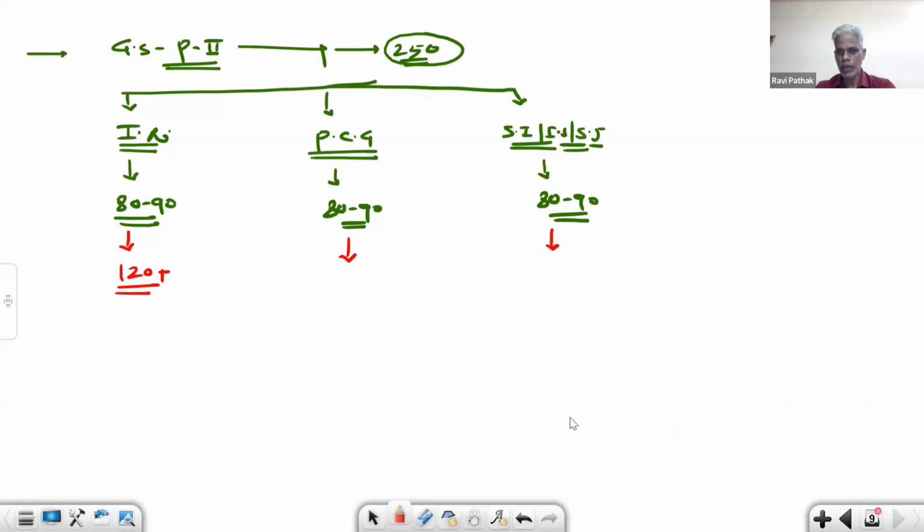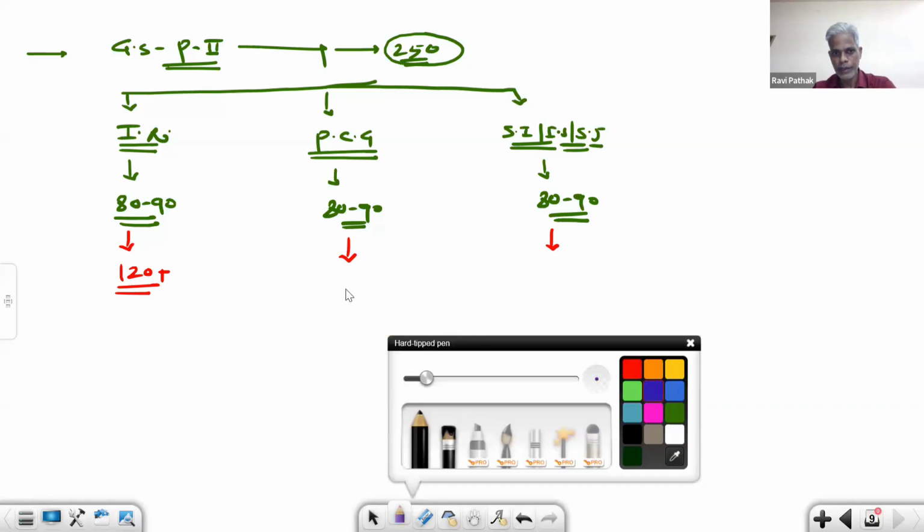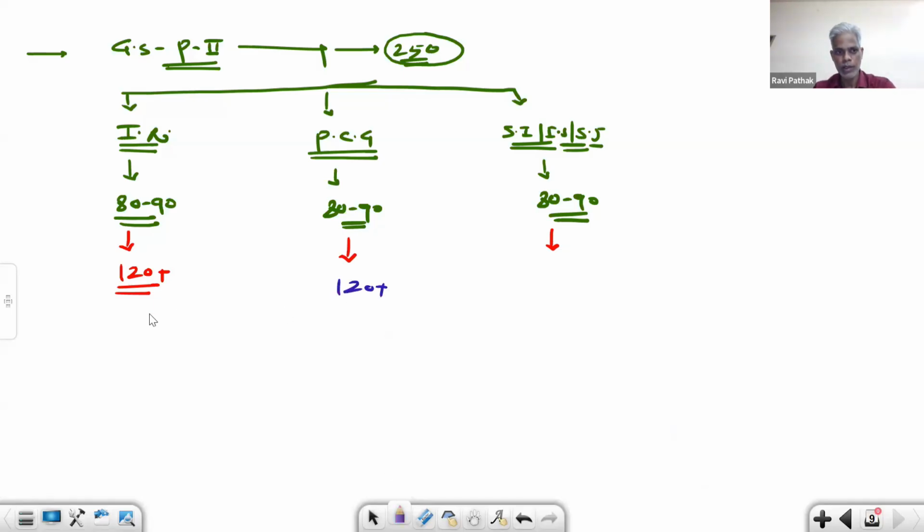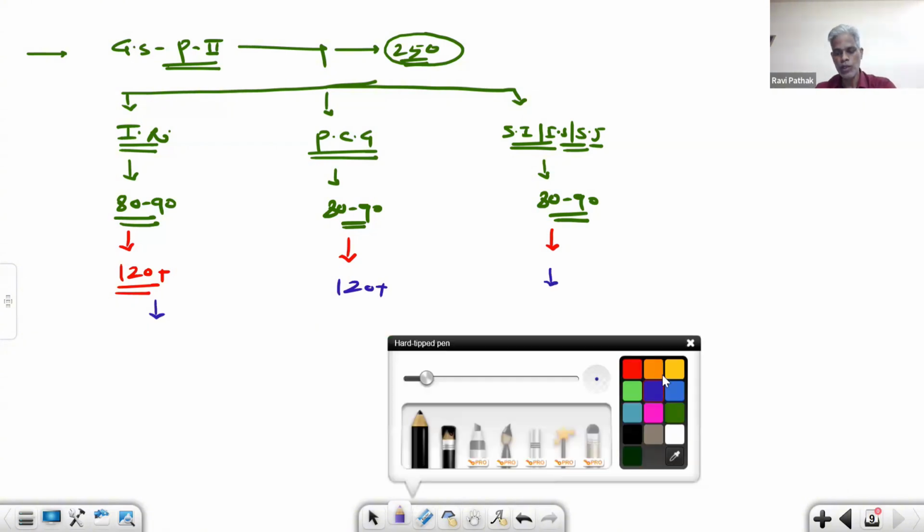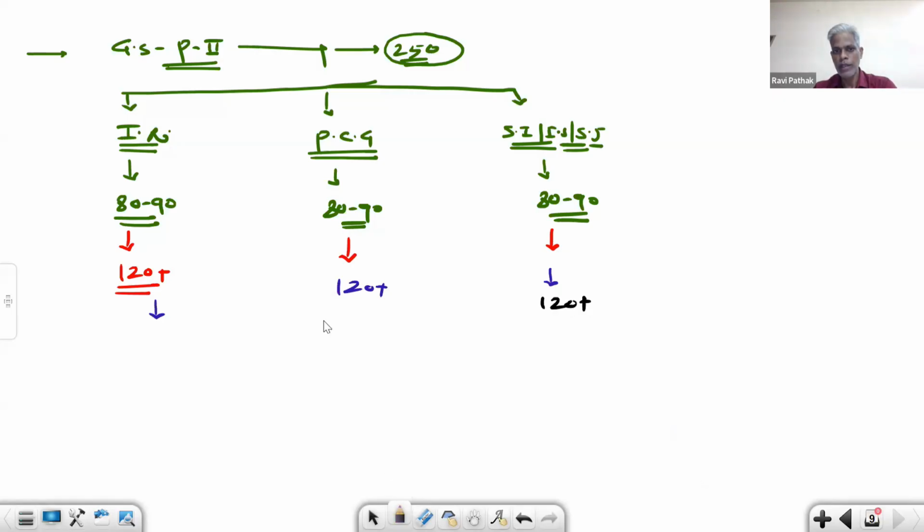But the same thing goes with polity. If a lot of political developments are there, then they may ask around 120 plus questions, so the other two will have a lesser number of questions. And if there are many social issues or injustice problems, then there is a probability that they may ask 120 plus marks worth of questions and the other two will have less. So this permutation combination will go on.